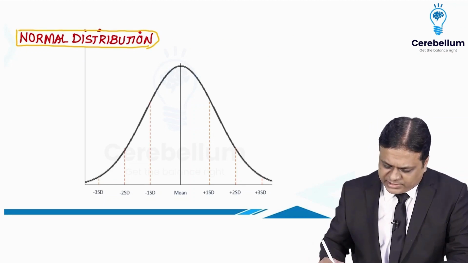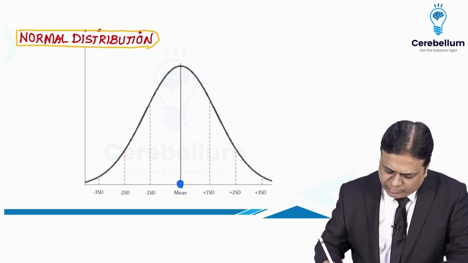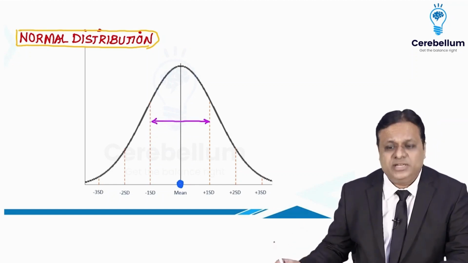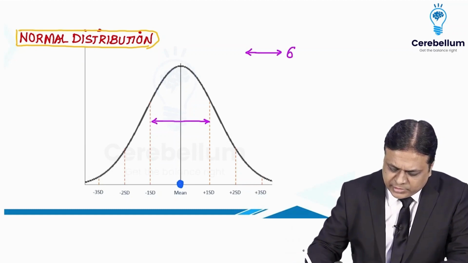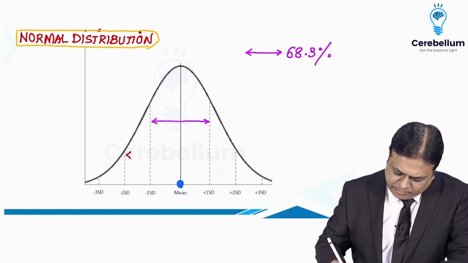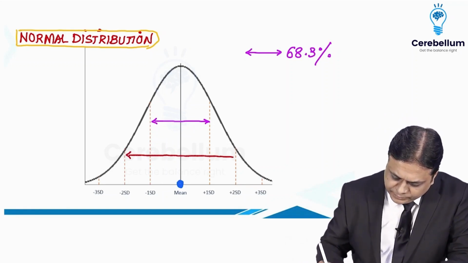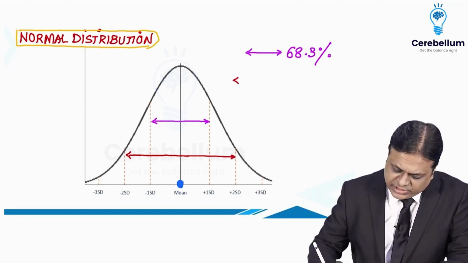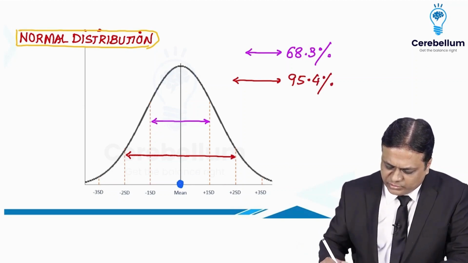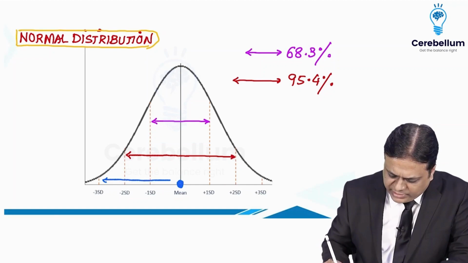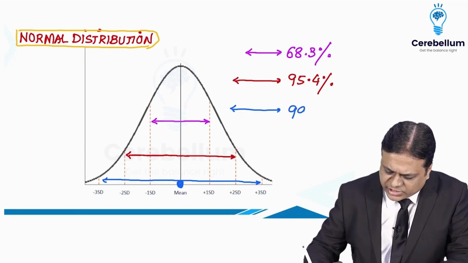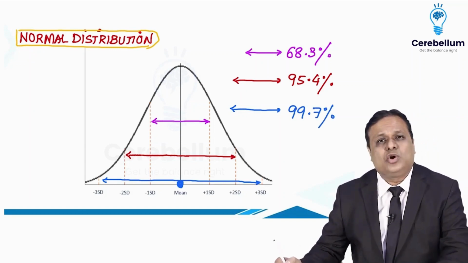Look at this. This is your mean, median and mode, where this is mean plus minus 1 standard deviation. This covers 68.3% values. This is mean plus minus 2 standard deviations, which covers 95% or 95.4% values, and this blue line towards the bottom is mean plus minus 3 standard deviations, which covers 99.7% values in a normal distribution.